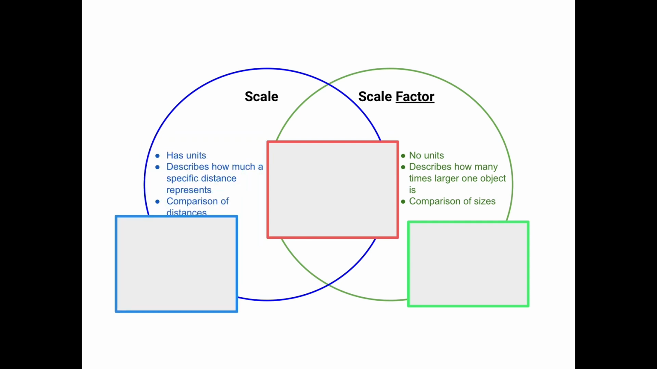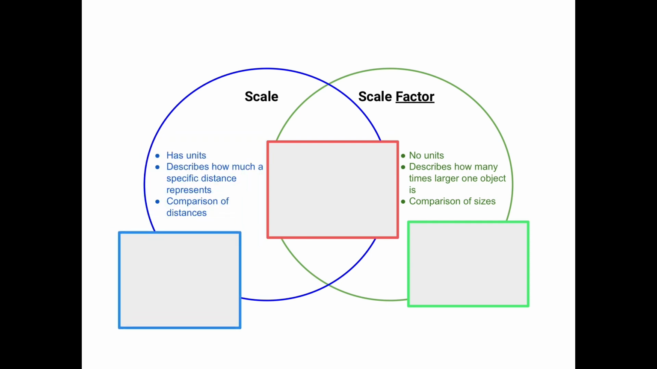It differs from scale. So scale has units, right? It's like this, on this map here, this 1 centimeter actually represents 2 miles. Okay, so those are units, right? Centimeters and miles. And we use scale to describe how much a specific distance represents. Okay, so not how much larger an object is or smaller an object is, but what a distance represents. So scale is more the comparison of distances rather than scale factor, which is a comparison of sizes.